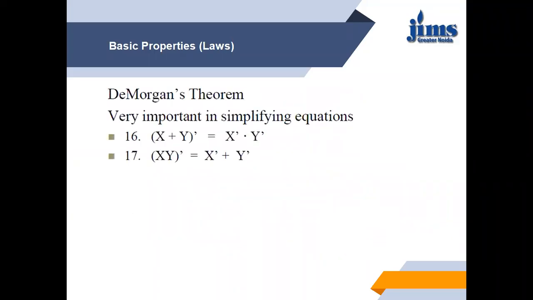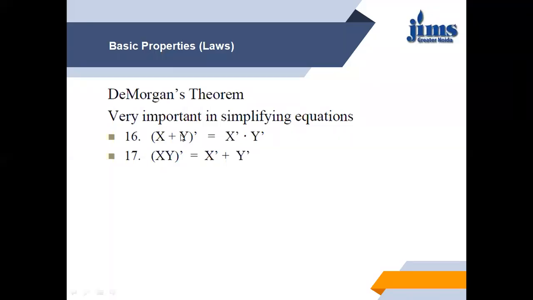Now De Morgan's theorem is very simple and very useful for the implementation of Boolean functions. It says I have x or y, and I take its complement. So (x or y) complement equals x complement and y complement. Similarly, (x and y) whole complement equals x complement or y complement. And it is very simple to remember.